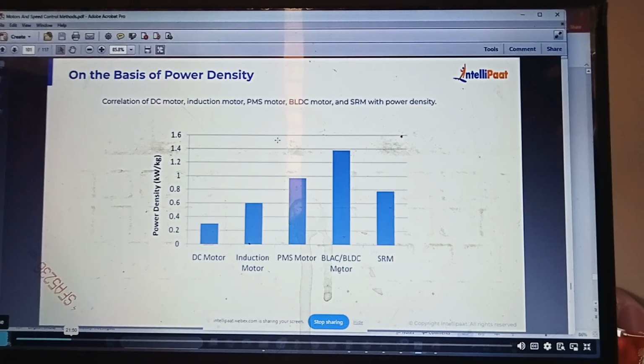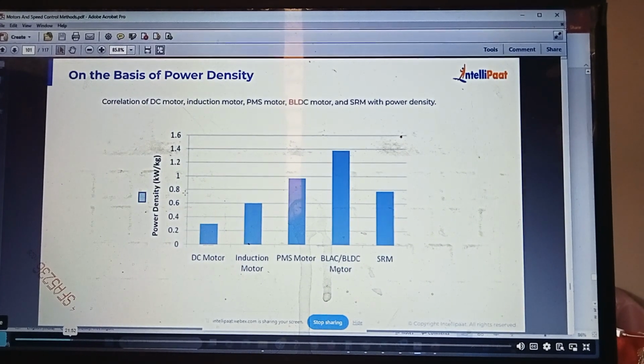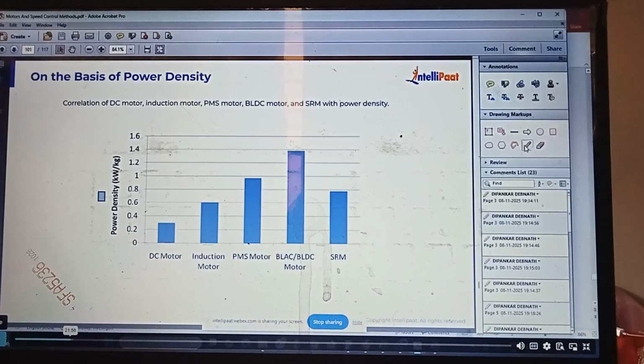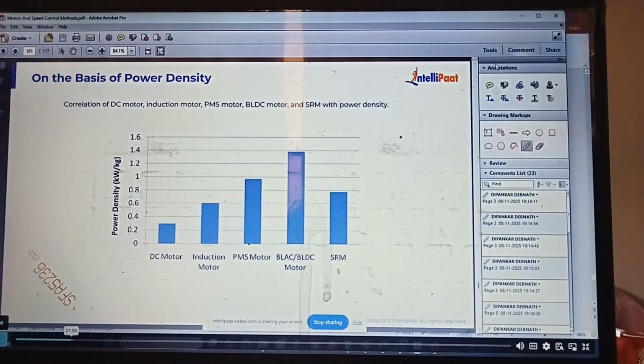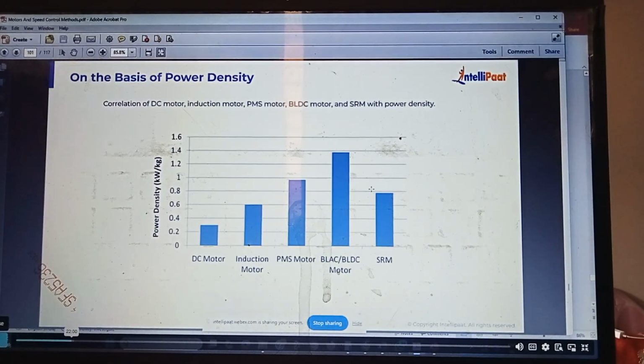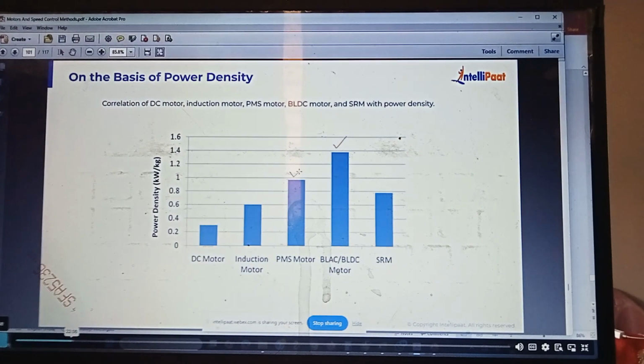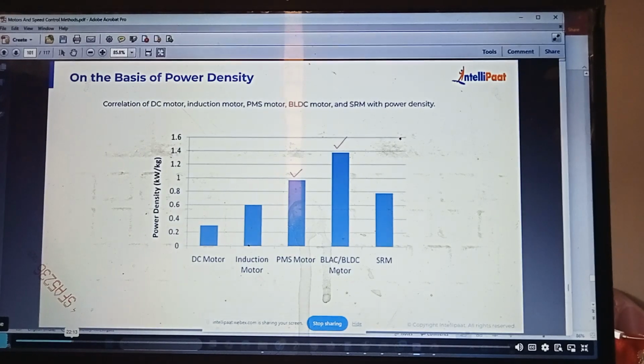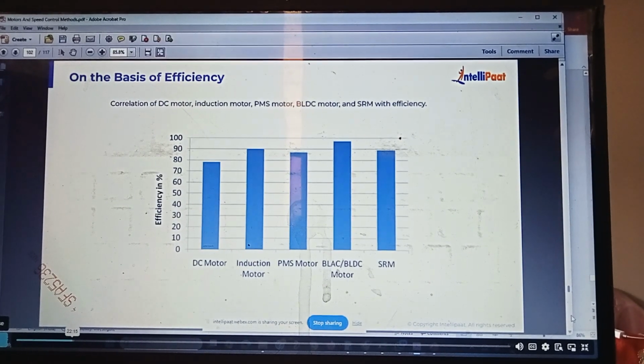So if you compare these different motors, the first topic that you see is the power density. In power density, you can observe that the machine or motor having higher power density will generally be preferred. So here BLDC you can see is a good choice. PMSM is a good choice. That means in smaller size, they can generate more power, right? So that's why PMSM and BLDC are very popular.